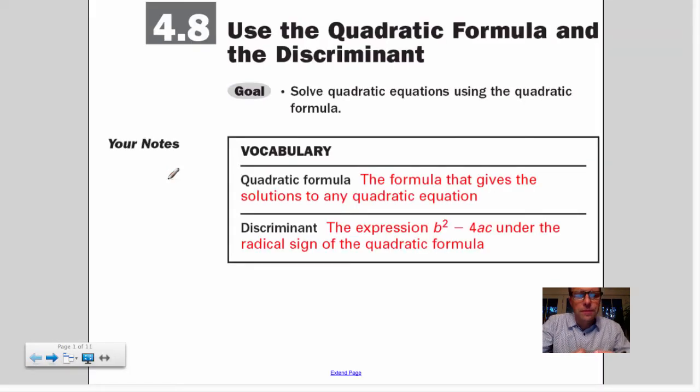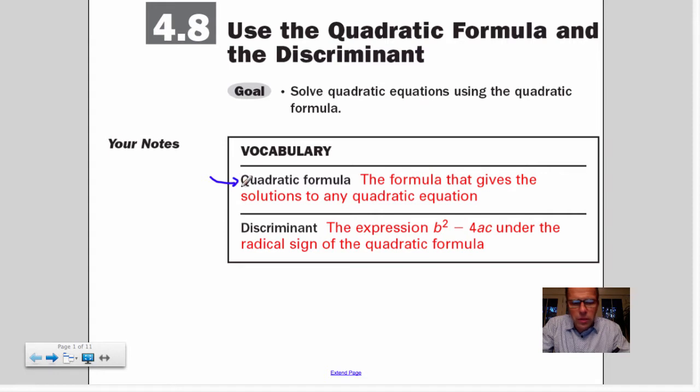Section 4.8. The title of this section is Use the Quadratic Formula and the Discriminant. The goal of this section is to solve quadratic equations using the quadratic formula. And you should be sitting back saying, hey, I've solved it taking the square root of both sides. I've solved it by factoring. I've even solved it using completing the square. And the last way that we learn to solve it is using the quadratic formula.